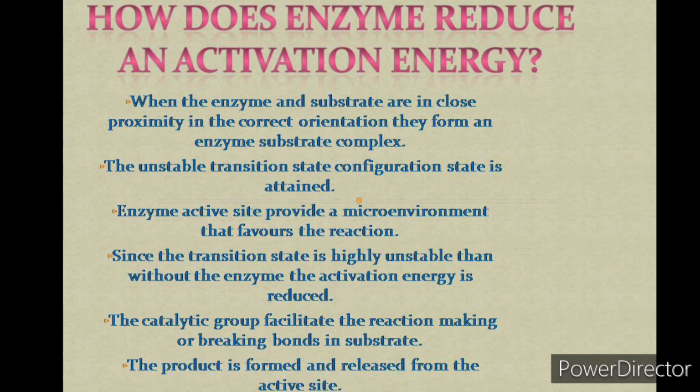When the enzyme and substrate are in close proximity in the correct orientation, they form an enzyme substrate complex. The unstable transition state configuration is attained. The enzyme active site provides a microenvironment that favors the reaction. Since the transition state is highly unstable without the enzyme, the activation energy is reduced. The catalytic group facilitates the reaction, making or breaking bonds in the substrate. The product is formed and released from the active site.